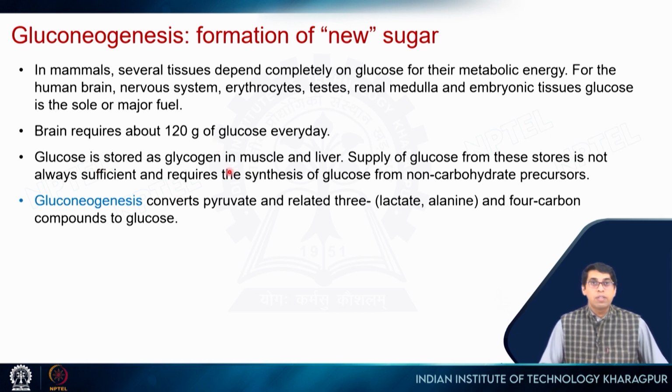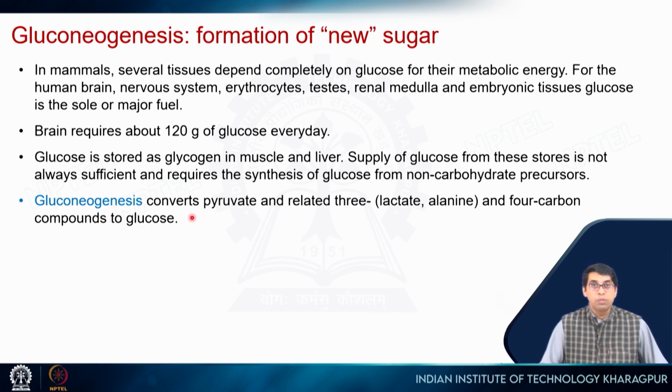Glucose is stored as glycogen in muscle and liver. Supply of glucose from these stores is not always sufficient and requires the synthesis of glucose from non-carbohydrate precursors. So gluconeogenesis is a process which converts pyruvate and related 3 or 4 carbon compounds, so 3 carbon compounds like lactate or alanine and 4 carbon compounds, into glucose, right? So gluconeogenesis results in the formation of glucose.